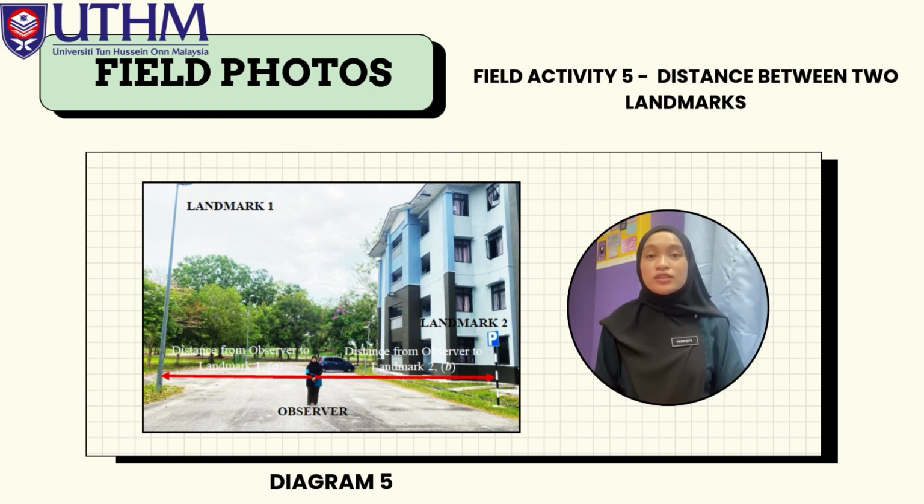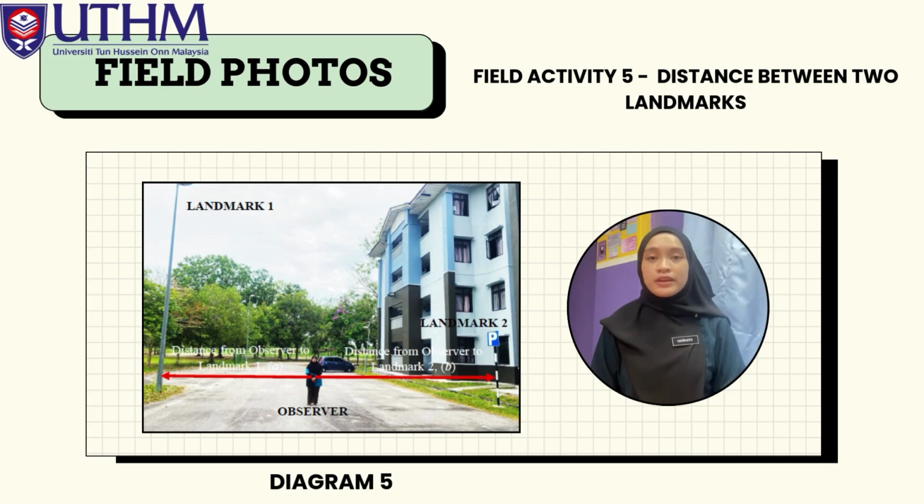This situation does not allow direct measurements, so we are required to use a mathematical approach. From the photograph, we can identify 3 key points. The first is the landmark on the left, which is the street light. The second is the landmark on the right, which is the signboard located near the parking area. In the center, we have the observer, who is the individual responsible for taking the measurement.